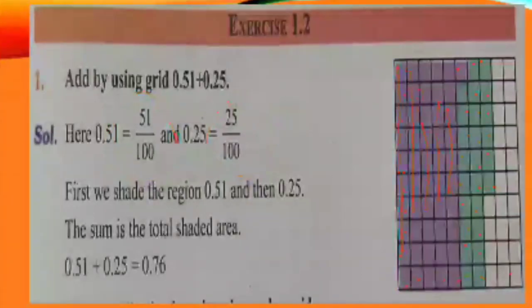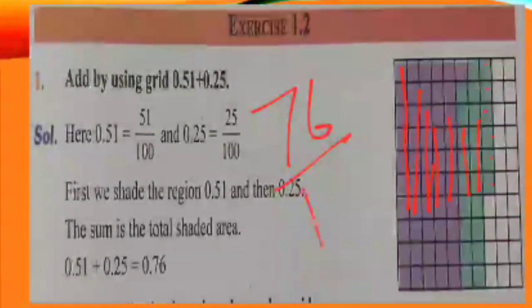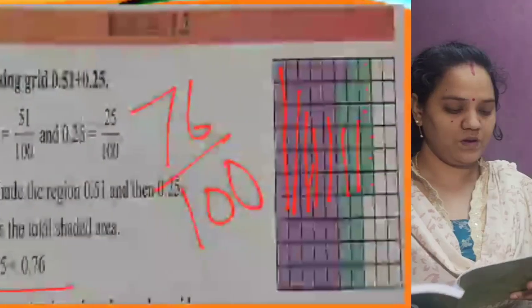So now we have to add. So for adding, we have to add all the colors. That is all the boxes shaded with purple color as well as green color. Okay, shall we add? So 10, 20, 30, 40, 50, 60, 70, 71, 72, 73, 74, 75, 76. So 76 divided by 100, which means 0.76. That is our answer.